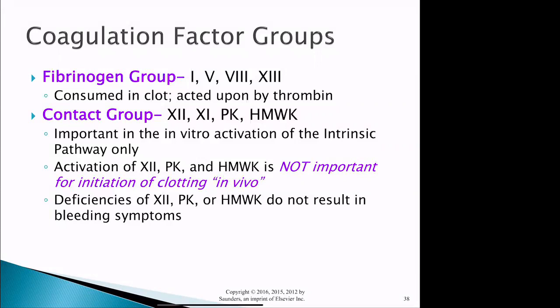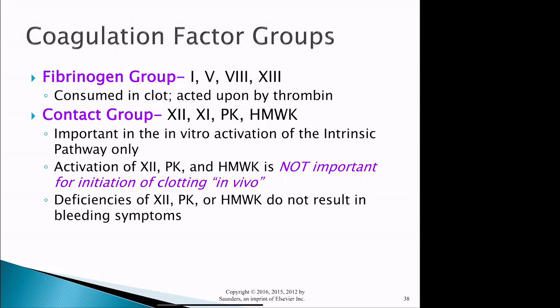The next group is the contact group. That is factor 12, factor 11, prekallikrein or PK, and high molecular weight kininogen. These are important factors for in vitro activation of the intrinsic pathway only. I know we haven't talked about the pathways. We will get into that in just a few minutes.